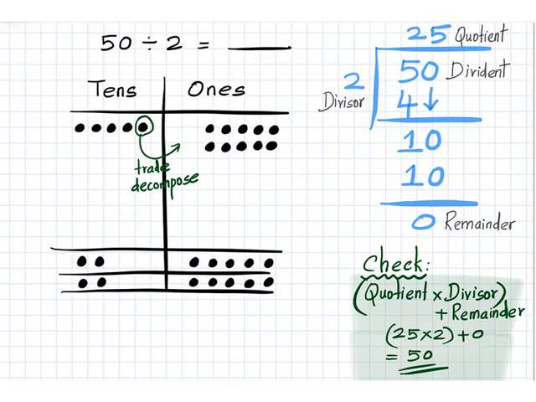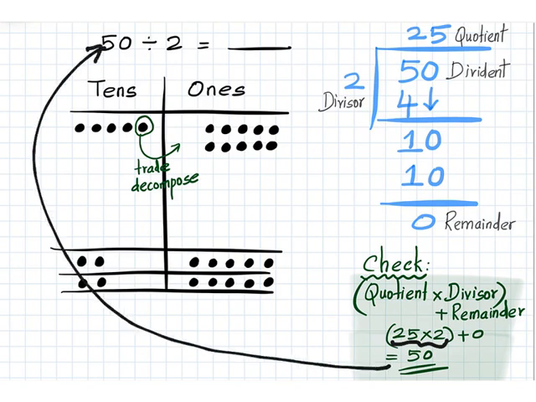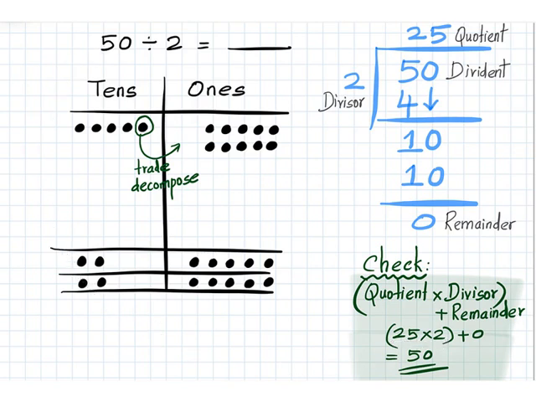Let us solve the one in the parentheses. 25 times 2, we know it is 50. Plus 0 is still 50. The 50 is the dividend that we started working on. If we get the same dividend as the answer when we check, then the problem that we solved is correct. So, what is 50 divided by 2? 50 divided by 2 equals 25.